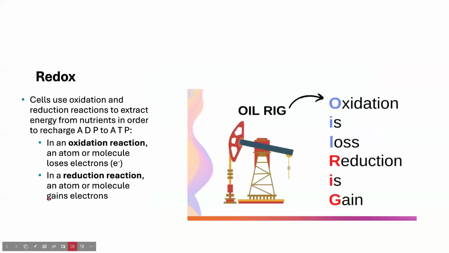So if we start out and just do a quick overview of redox, these are oxidation reduction reactions. And oxidation is going to be a loss of electrons, while reduction is a gain of electrons. And so if you use this mnemonic OIL RIG, oxidation is loss, reduction is gain, you get a good basic understanding of how to think of a redox reaction.